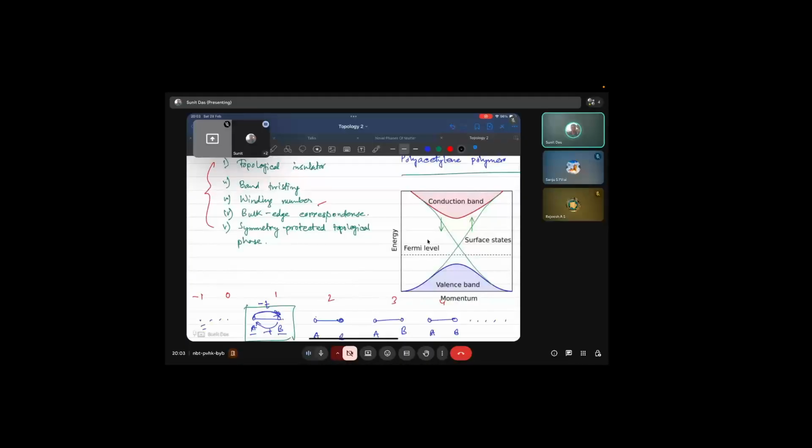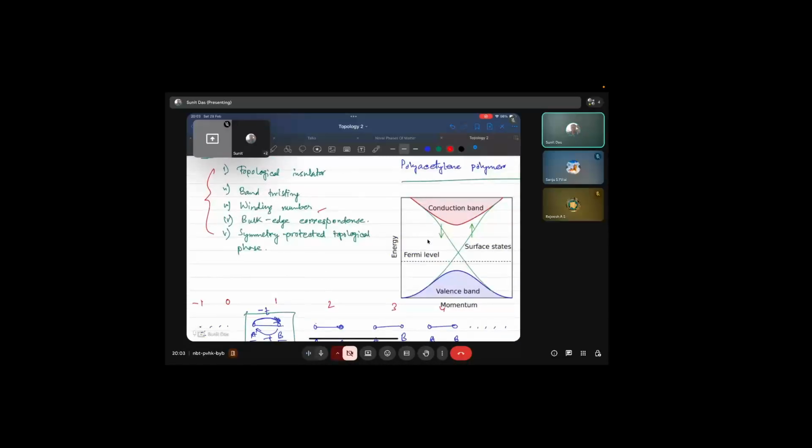So this is the bulk state. Let me highlight. This is the conduction band, let's say, and this is the valence band, and somewhere here is the Fermi level. But at the Fermi level, if you consider this to be energy zero, there are states having energy zero. This is still one of the theoretical pictures, and its effect can be reflected in the transport measurements.